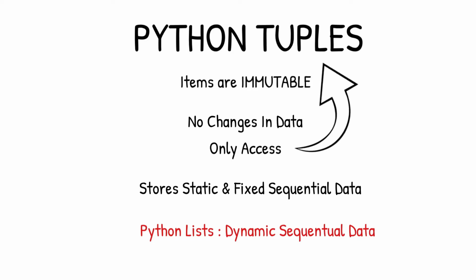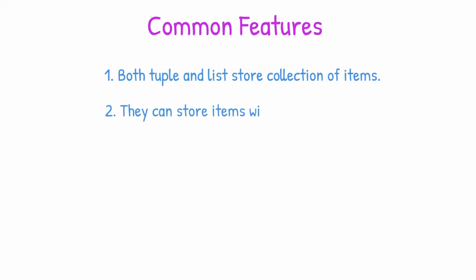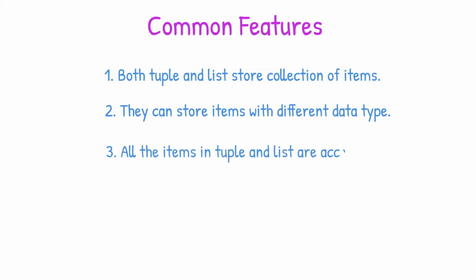Other than this particular difference, Python tuple features are almost similar to Python list, in terms of storing and accessing data. For example, both tuple and lists store collection of items, which means that they are sequential data types. Both of them can store items with different data types, and all the items of tuple and list are accessible using the indexes. So these were some of the common features of a Python tuple and list. Let us also take a look at some of the differences now.